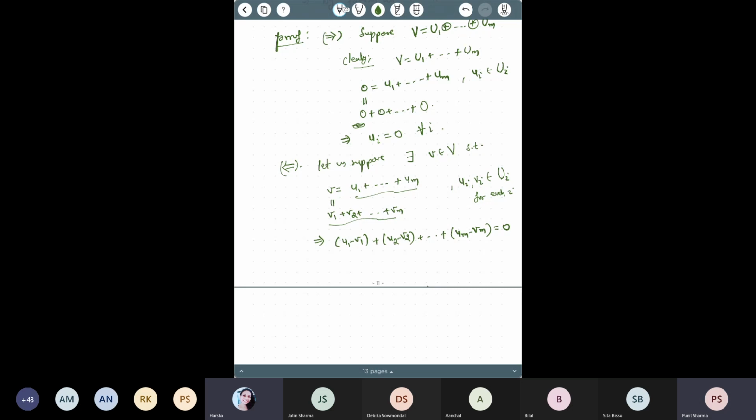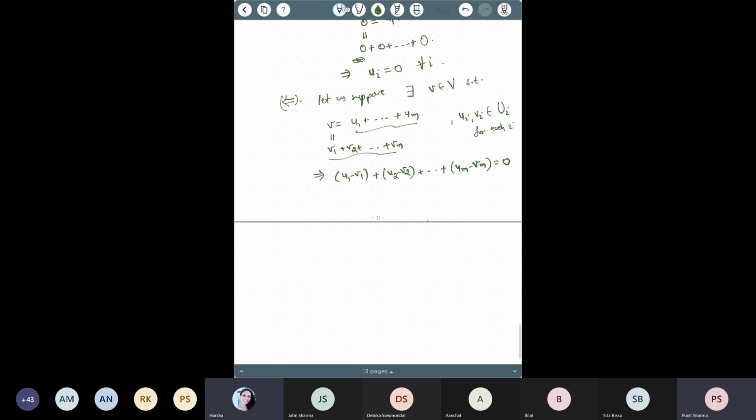Yes, sir. Then the only way to represent 0 is 0. So all of these will become equal to 0. Right. So using the fact that the only way to write 0 as a sum of vectors from these subspaces is the trivial way, this implies that each of these ui minus vi has to be 0.